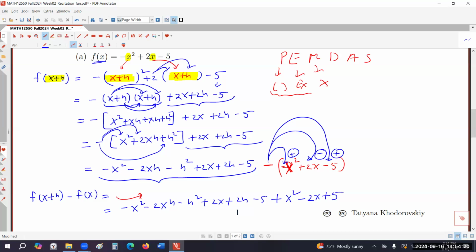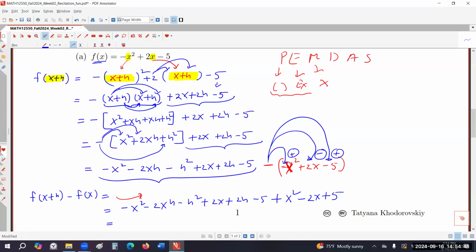That's why I put parentheses around my f of x when I substituted. So f of x plus h minus f of x. Anytime you subtract more than one term, you must put parentheses. If you forget, the sign will change. But if you already know that the sign will change when you subtract, you don't need the parentheses, just write it down with the changed sign. And now simplify.